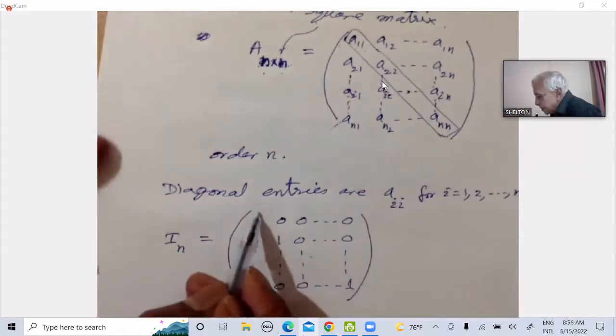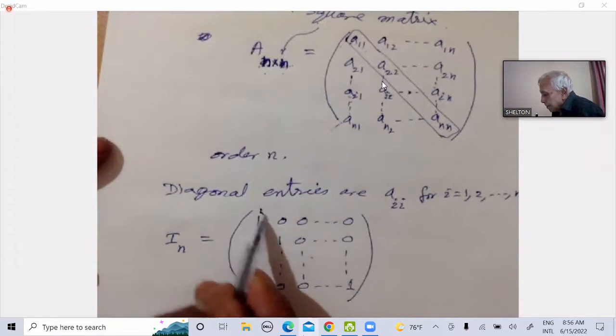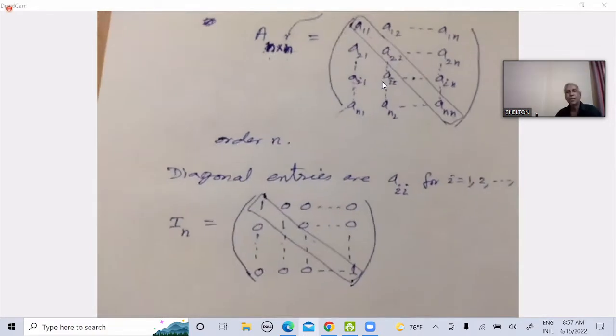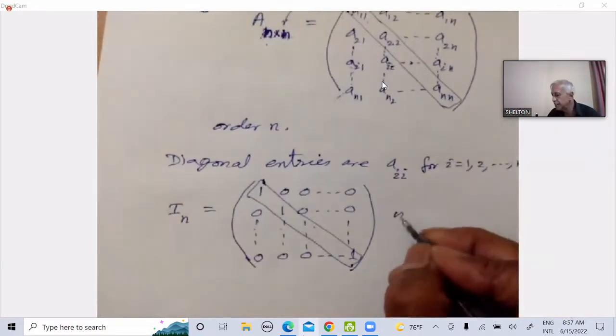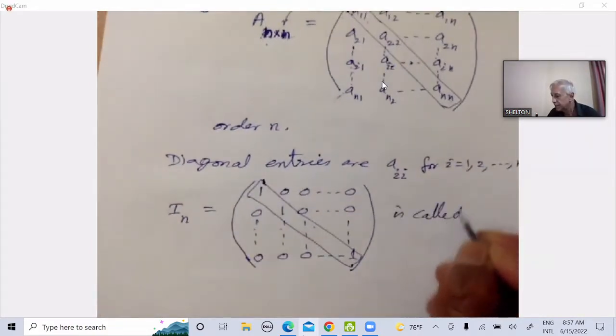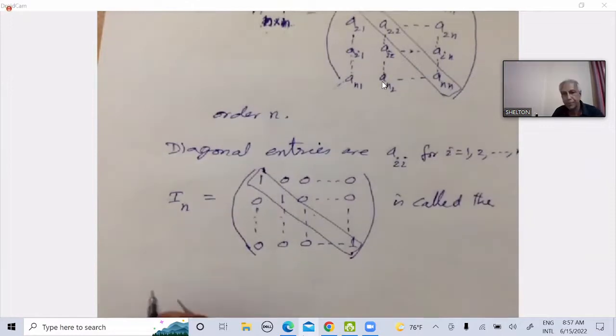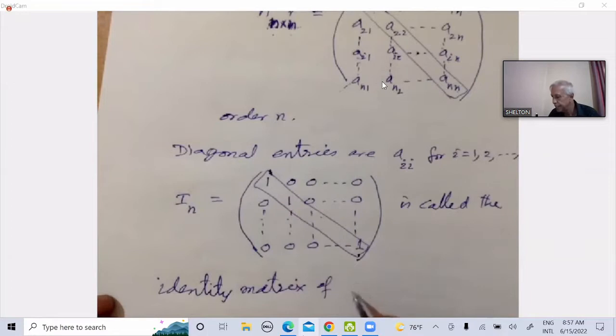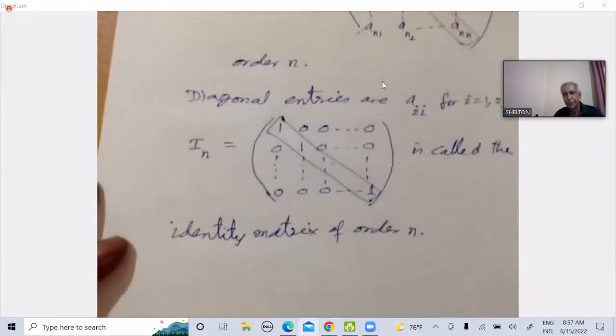Diagonal entries, they are all 1. Off diagonal entries are all zeros. This is called the identity matrix of order n. Identity matrix of order n.